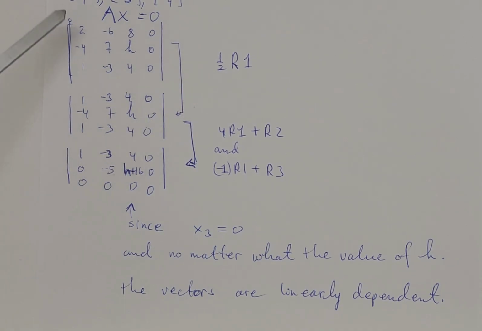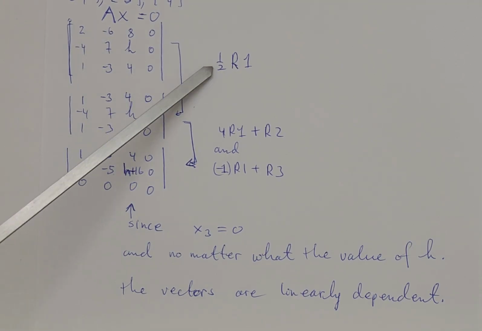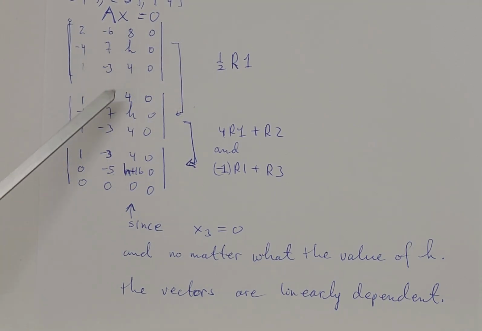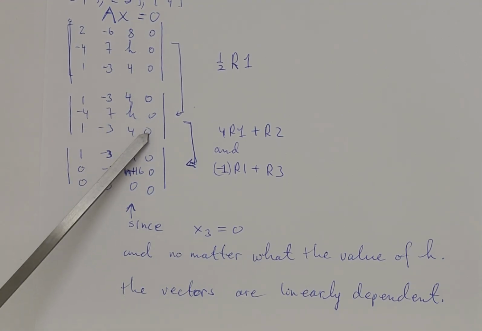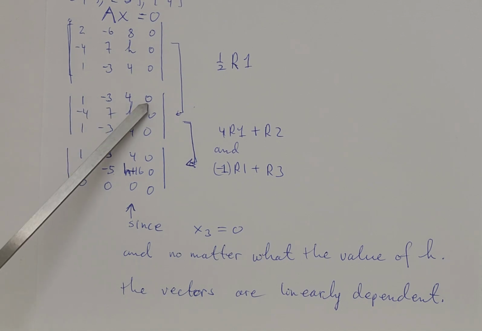So 1 over 2 times 2 gives me 1. 1 over 2 times negative 6 is negative 3. 1 over 2 times 8 gives me 4. And 1 over 2 times 0 gives me 0. Okay, so the second row and the third row stay as is. We just change the first row.